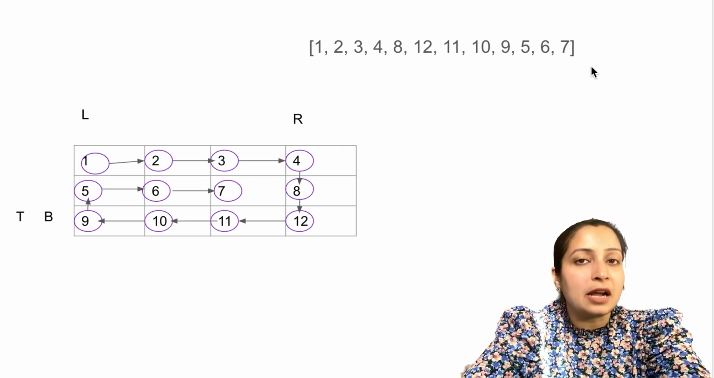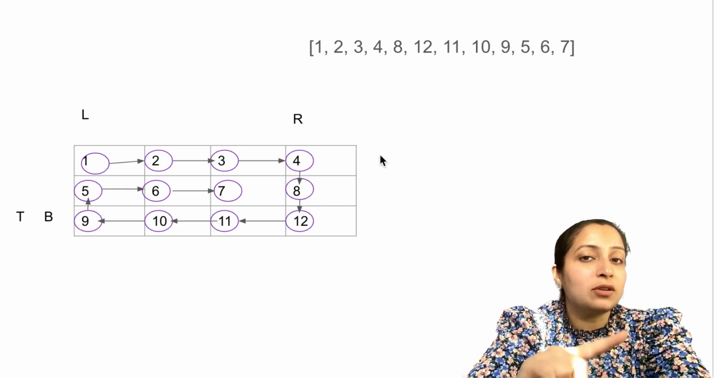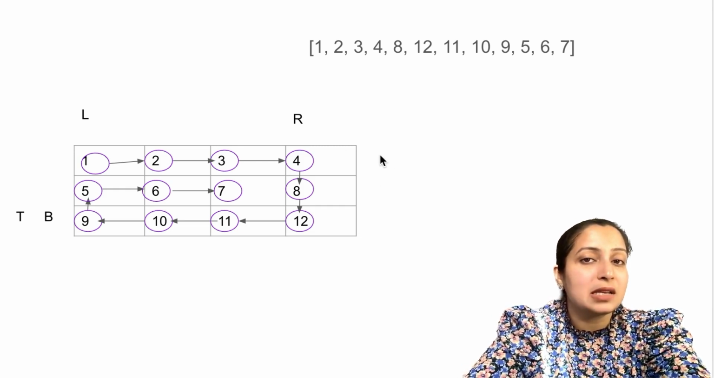So this is our entire approach we are going to take to solve this question. The time complexity for this would be O of m cross n, where m is your number of rows and n is your number of columns, because you're spanning through the entire matrix at least once. So that is your time complexity. Your space complexity would be O of 1, because you're not using any additional memory.